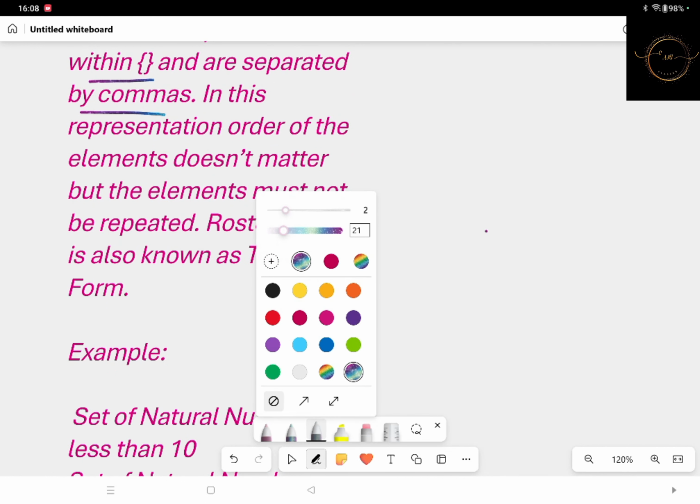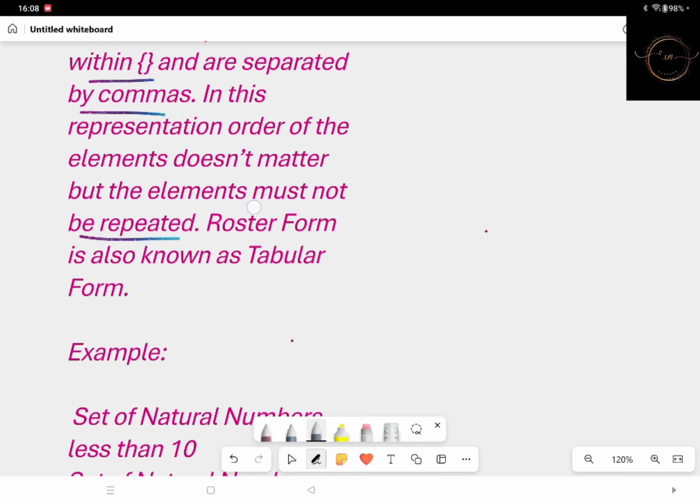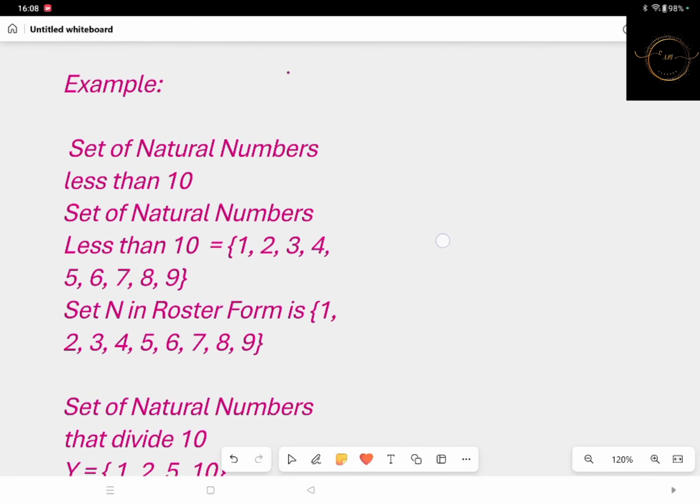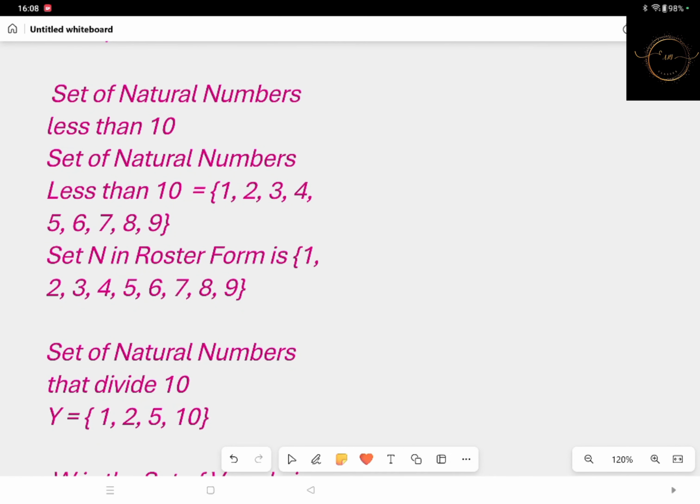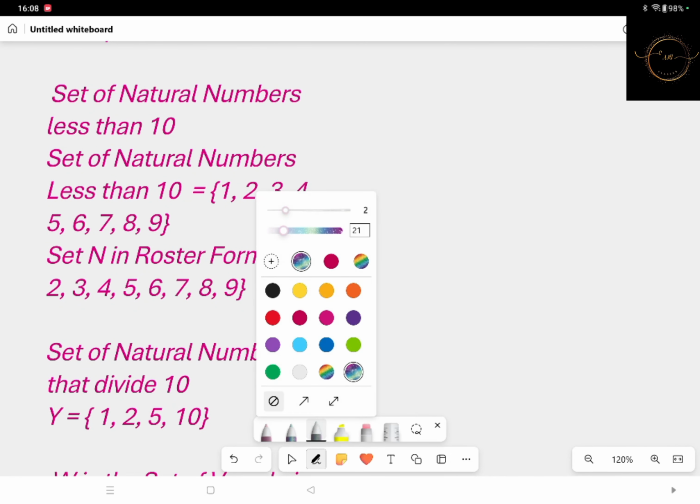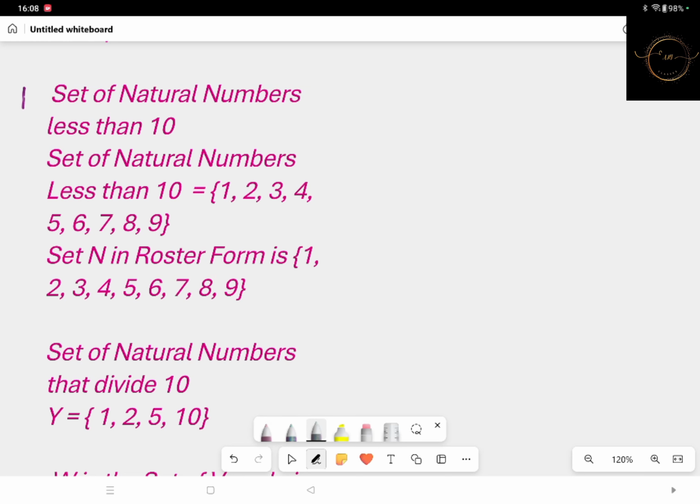In this representation, the order of the elements does not matter, but the elements must not be repeated. As we have learned, in sets the elements shall not be repeated, and also the order will not matter. Such a form is called a roster form, or it is also called a tabular form. For example, the first example: set of natural numbers less than 10. Suppose it is a question where you have to write this in roster form.